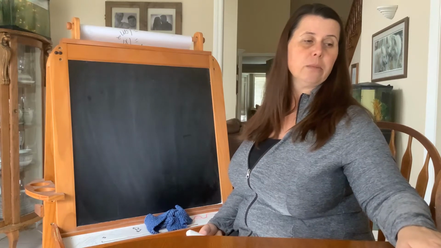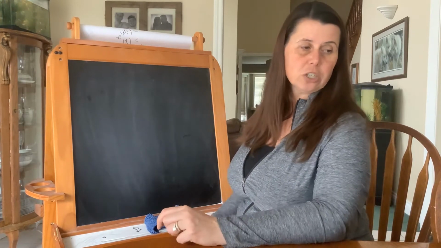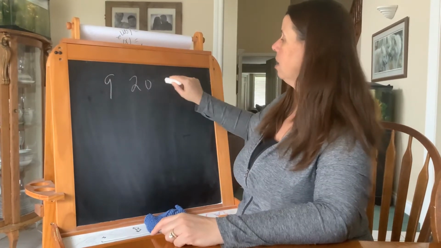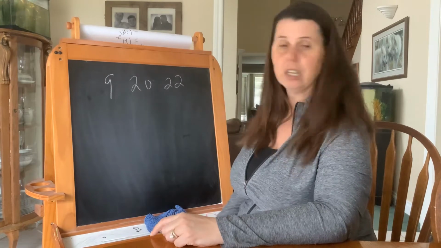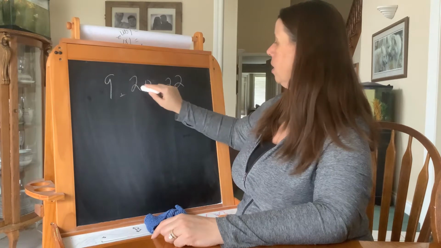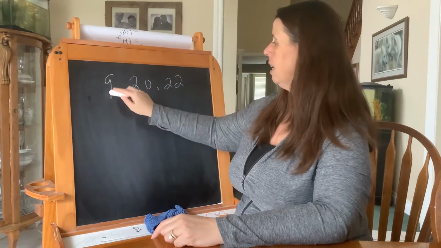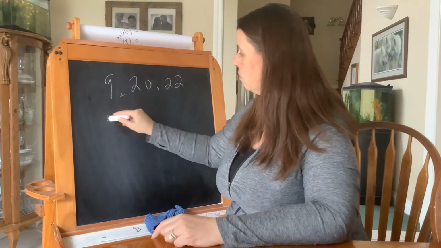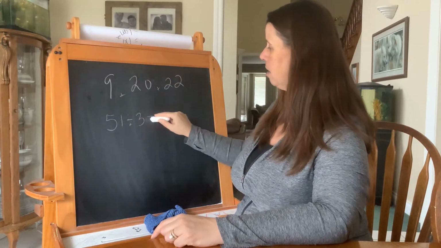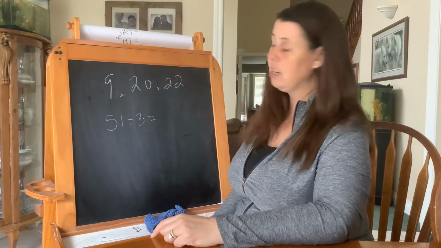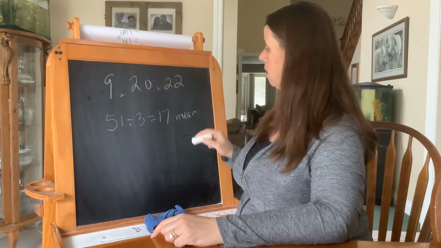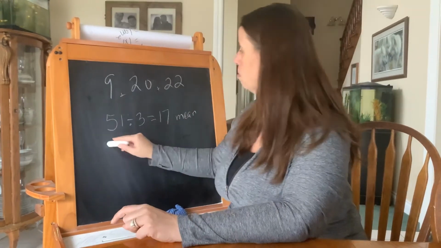Okay, find the mean, median, and the range. So in number 1A, we have 9, 20, and 22, right? So first thing they want is the mean. So we're going to add it all up. 20 and 22 is 42, and 9 is 51. So 51, and then 1, 2, 3 pieces of data. So we've got to divide by 3. 51 divided by 3 is 17. So this is your mean, right? Next thing they're asking for is median.